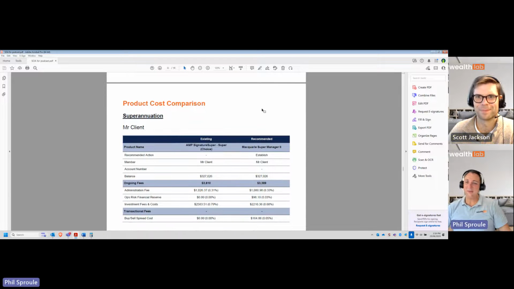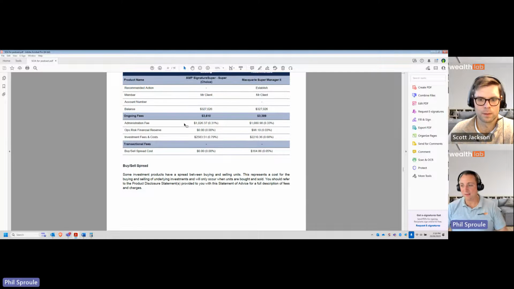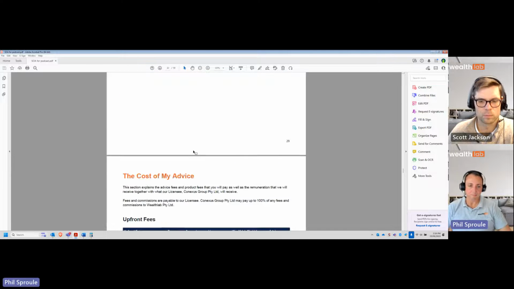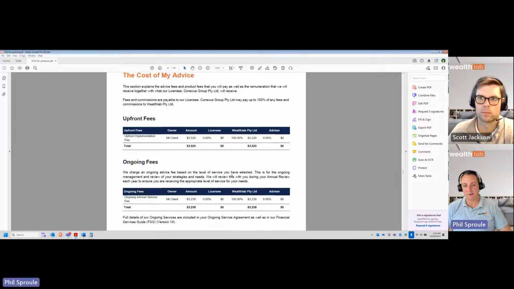Then we're getting into cost comparisons. Again, if we're replacing one product with another, we need to compare the costs of the two so you understand what's going on there. Costs of our advice, we would have discussed this already, you would have agreed with it, so there should be no surprises there.